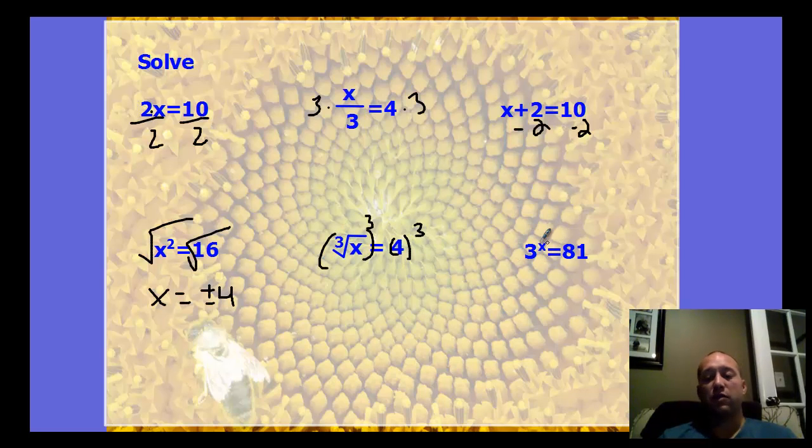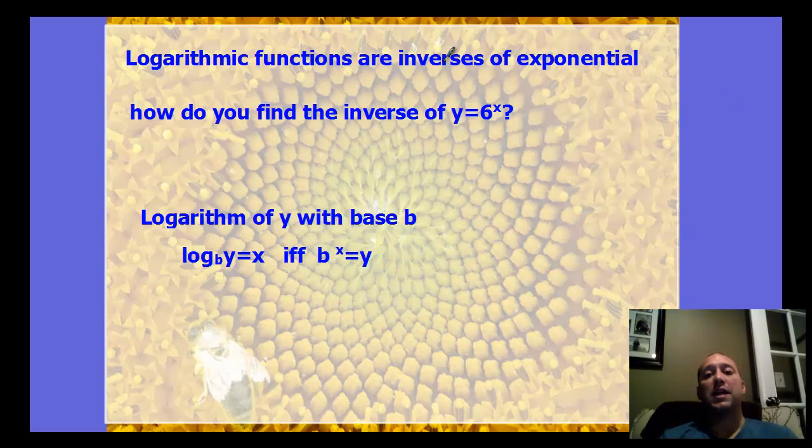Now what is the inverse of this? We have 3 to the x power. So this is your exponential function. And so that's what we're going to look at today: what is the inverse of an exponential function. And that's going to be called the logarithmic function. So logarithmic functions are inverses of exponential functions.